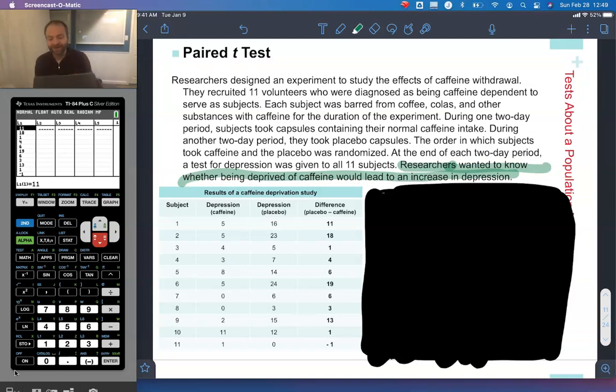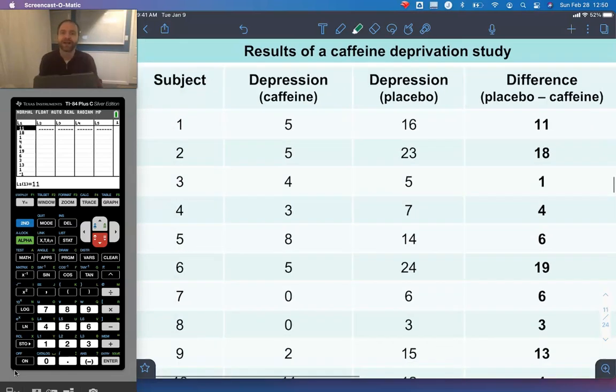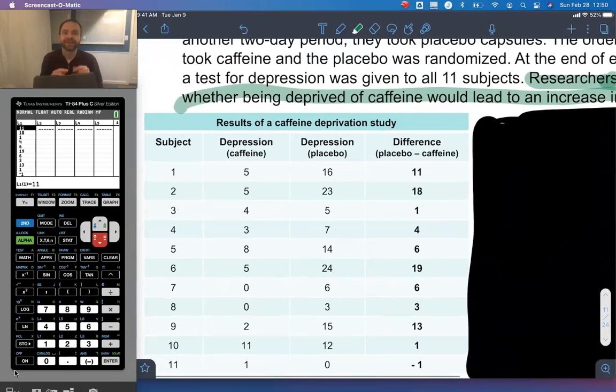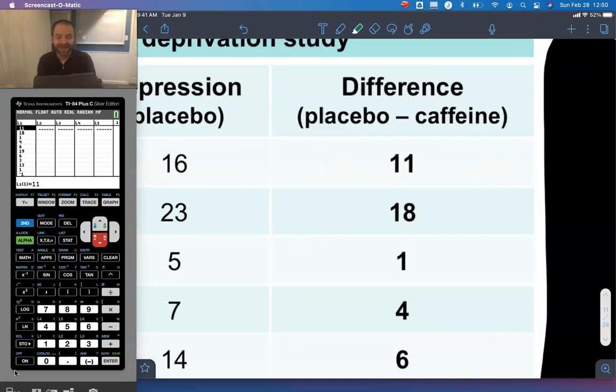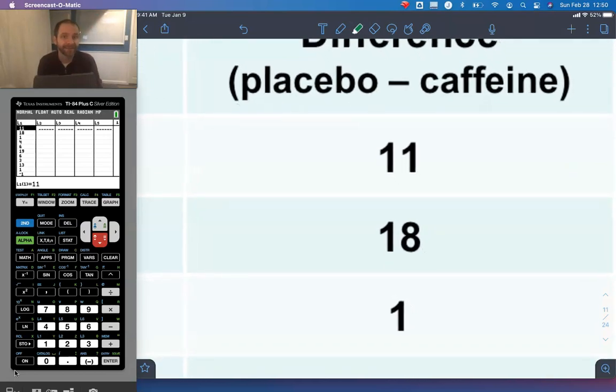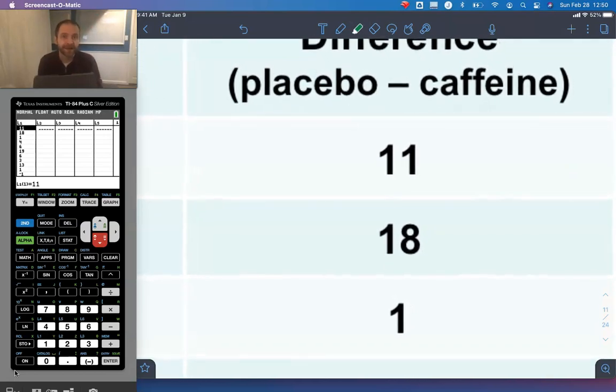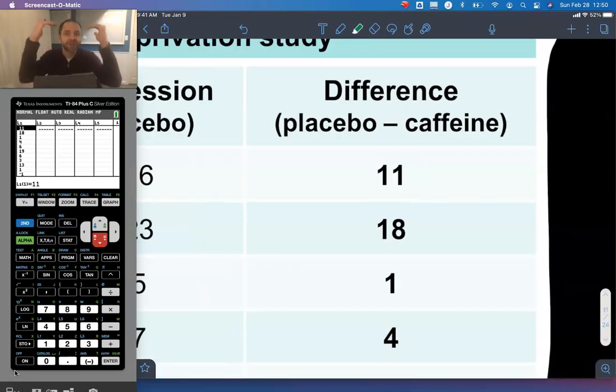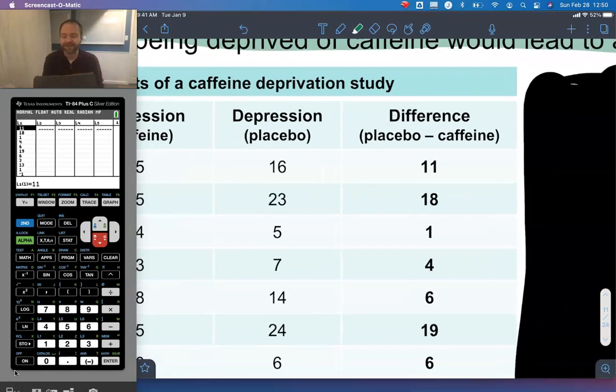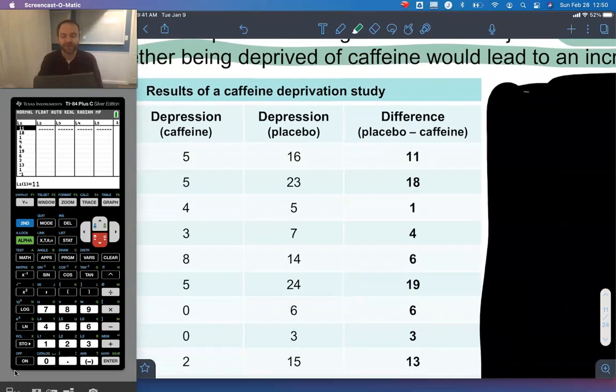Pay attention in this table to the order that they subtracted. They wanted to look at being deprived of caffeine, which was the placebo. That was being deprived because they took the pill and it didn't contain caffeine. If that led to an increase, in other words, they want to know whether the placebo would be higher. I'm telling you this repeatedly because that tells you why they subtracted the way they did. Placebo minus caffeine is because they were looking for a higher result. So after the placebo, does that show an increase? They did 16 minus 5 to get 11, and so on.